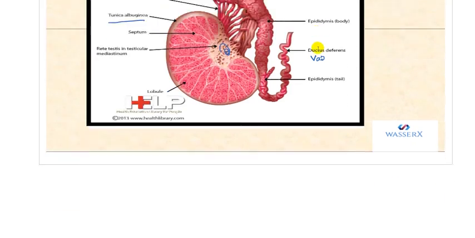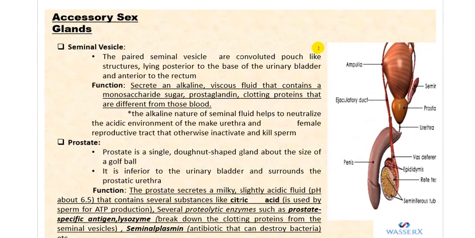So let's move on. Now I'll come to the accessory sex organs or the accessory sex glands. The first one is the seminal vesicle, as I told you, then there's the prostate, right? The paired seminal vesicles are convoluted pouch-like structures lying posterior to the base of the urinary bladder and anterior to the rectum.